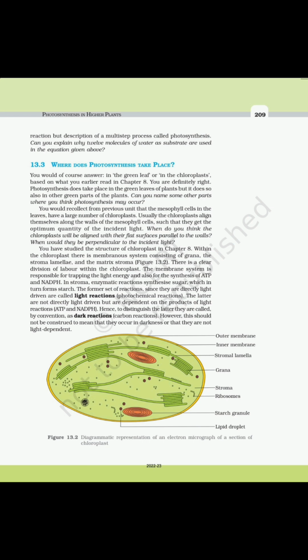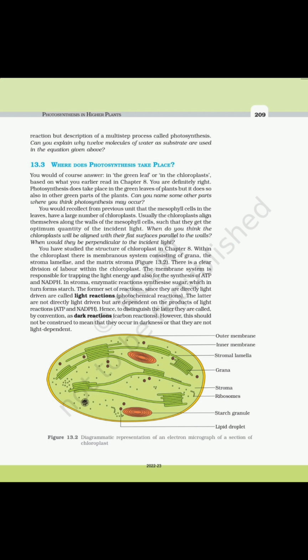You would recollect from previous unit that the mesophyll cells in the leaves have a large number of chloroplasts. Usually the chloroplasts align themselves along the walls of the mesophyll cells such that they get the optimum quantity of the incident light. When do you think the chloroplasts will be aligned with their flat surfaces parallel to the walls? When would they be perpendicular to the incident light? You have studied the structure of chloroplast in chapter 8.